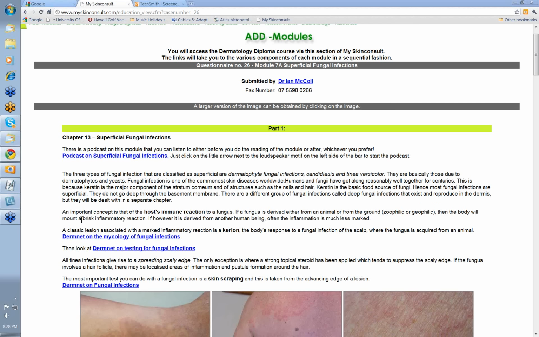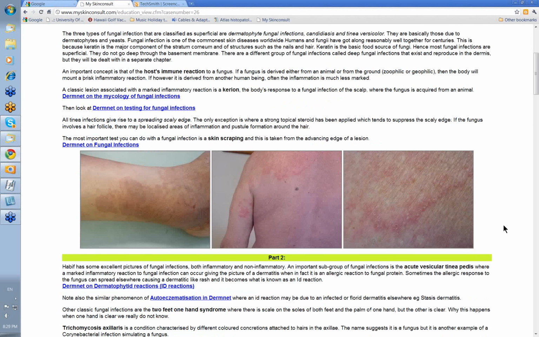Now, another important concept is the host's immune response to a fungus. Fungi can be anthropophilic, meaning they come from another human being, geophilic, meaning they come from the soil, and zoophilic, meaning they come from a different animal. And it's the zoophilic fungi that get the major immune response because they're so different. A fungus from another human doesn't develop the same florid immune reaction as one from an animal. So, with those little facts, let's have a look at the images.